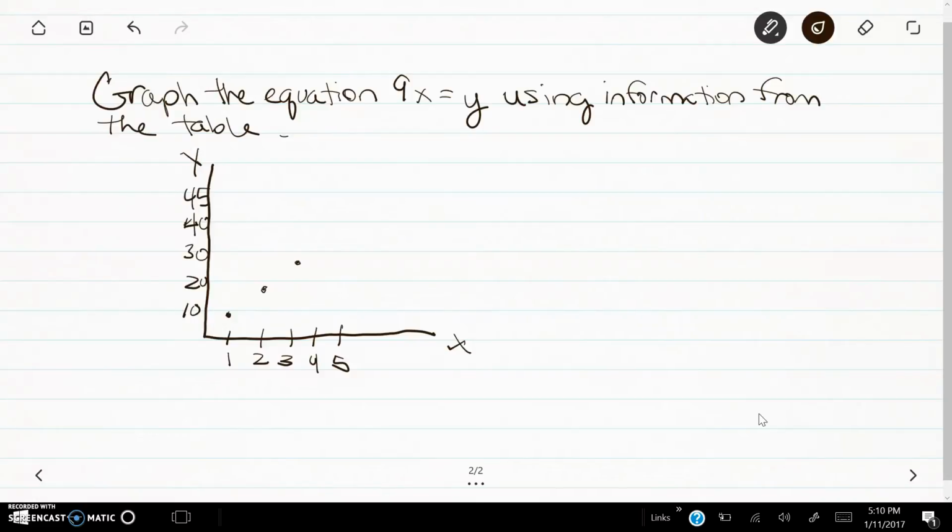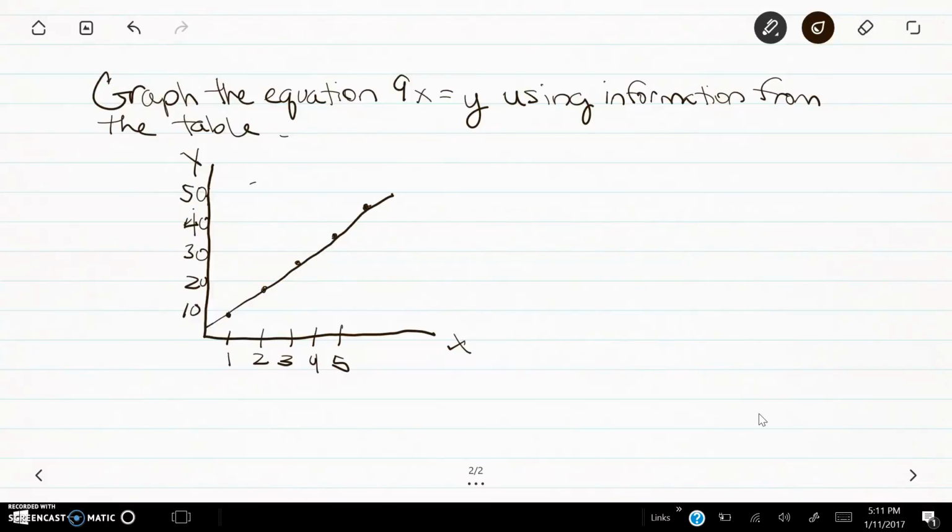4 and 36. So 4 and 30. Oops, this should be 50. Apparently I can't count by tens. All right, so 4 and 36, so that's going to be like right here. And 5 and 45. Going to be right here. All right, and see how it makes a straight line? That is a linear equation.